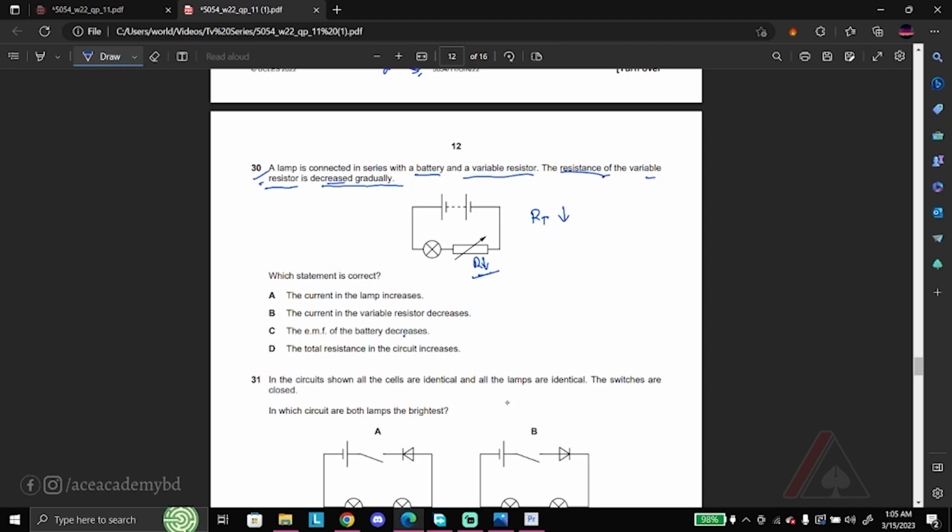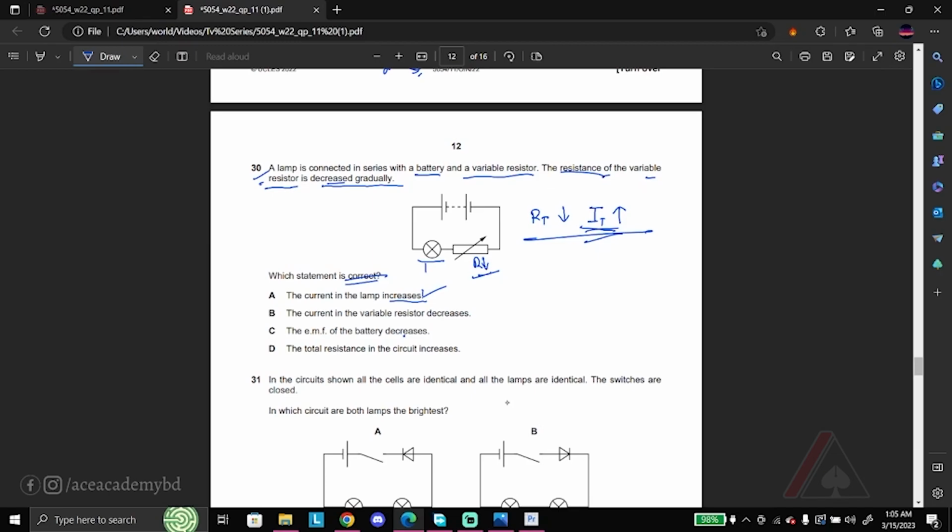Now, if the total resistance of the circuit decreases, the total current across the circuit will increase because there's less resistance in the components and the current can pass through easily. That is why the rate of flow of charge, the current, will increase. This is a fact we can derive from here. So which statement is correct? The current in the lamp increases. Yes, the total current increases. The current into this lamp will also increase. That is true. This is a correct statement.